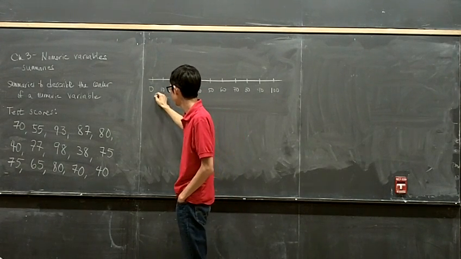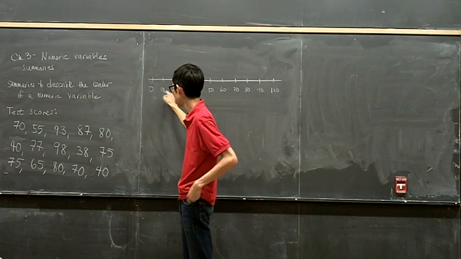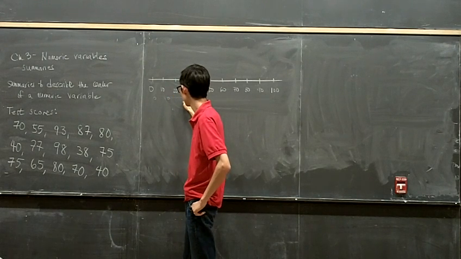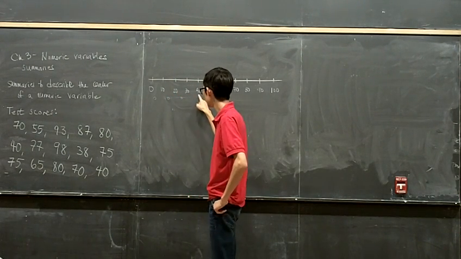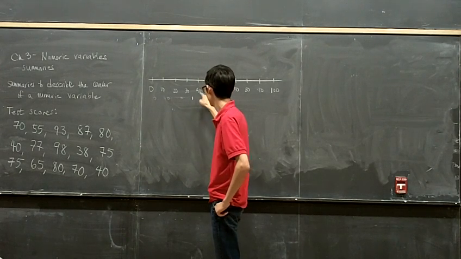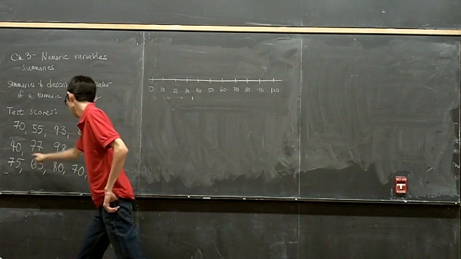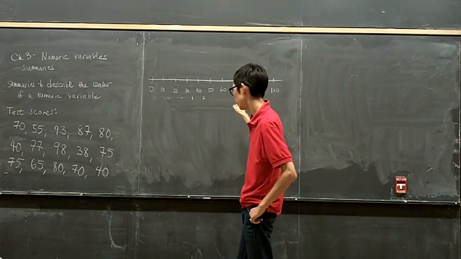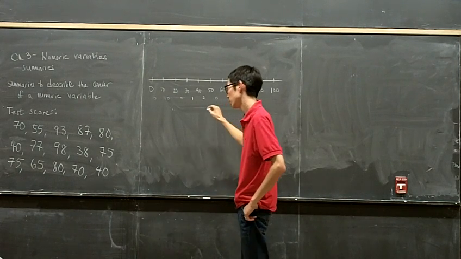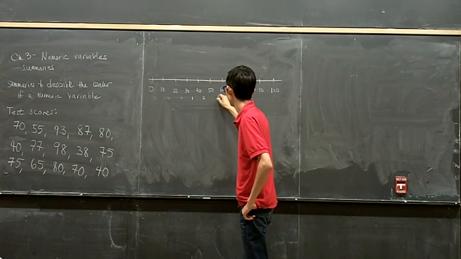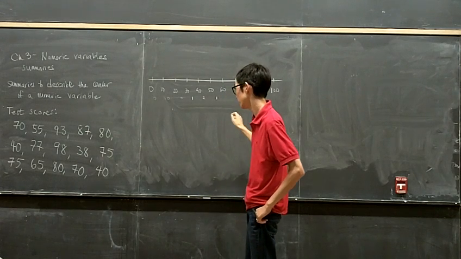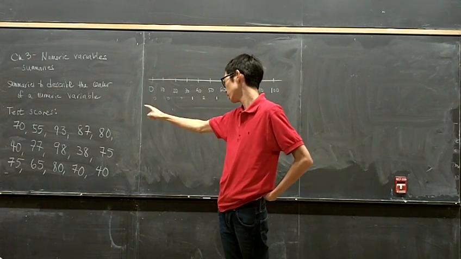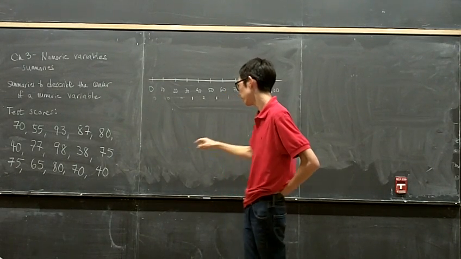Between 0 and 9 I don't have anything, and from 10 to 19 I don't have any, and from 20 to 29 I don't have any, and in 30 to 39 I have 1. In 40 to 49, I've got 2. In 50 to 59, I do have 1. In 60 to 69, I've got 1. In 70 to 79, I have 1, 2, 3, 4, 5.